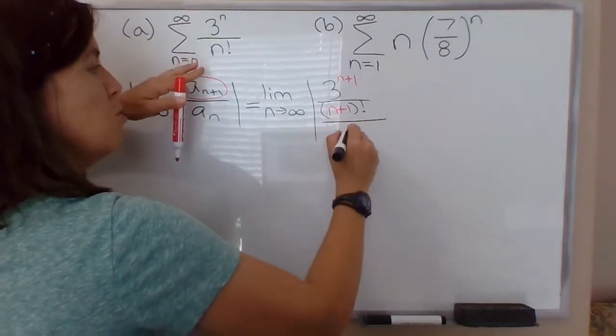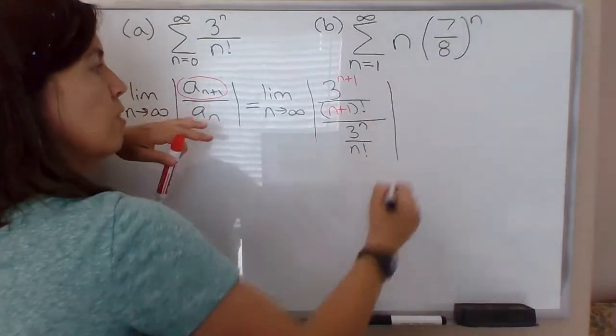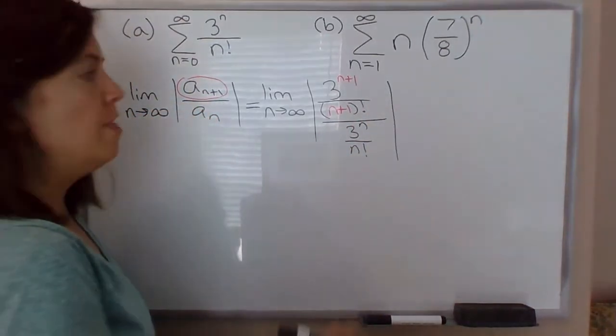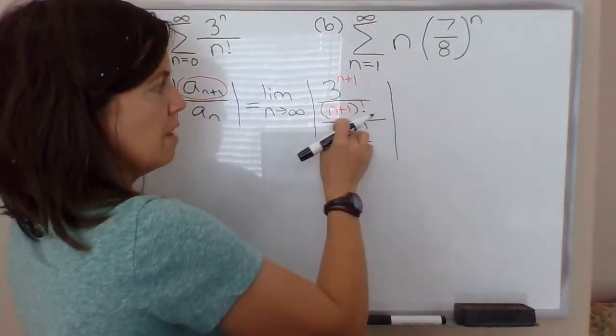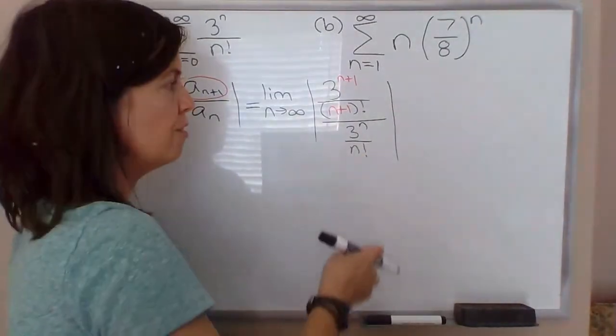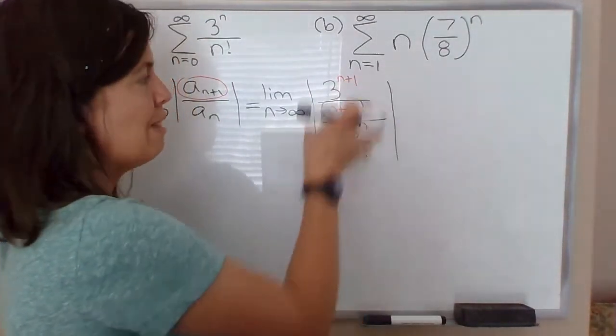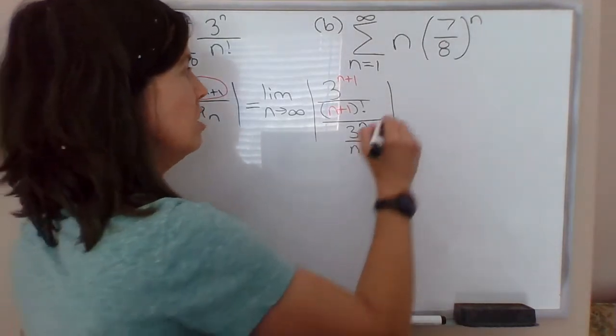Over the nth term, you just copy what you see: 3 to the n over n factorial. Now, one thing to notice here, everything is positive. The power of 3 is going to be positive. Factorials are always positive because they're by definition products of positive integers. So everything here is positive, and I can drop the absolute value, since it's not doing anything to this expression.